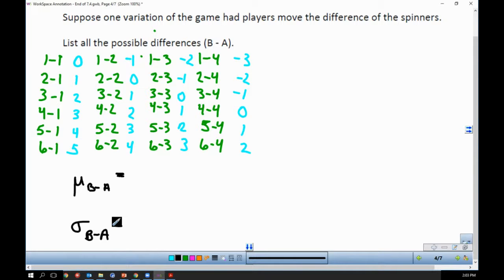Okay, what did I get for the mean? 1. What about the standard deviation? 2.041. So what do we notice about these numbers? The standard deviation is the same as earlier.